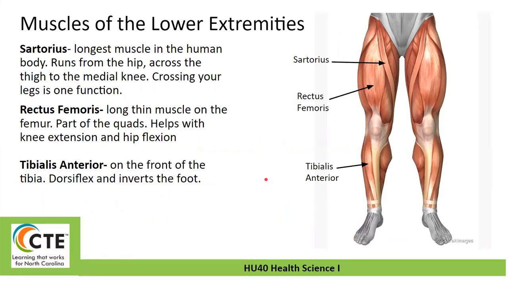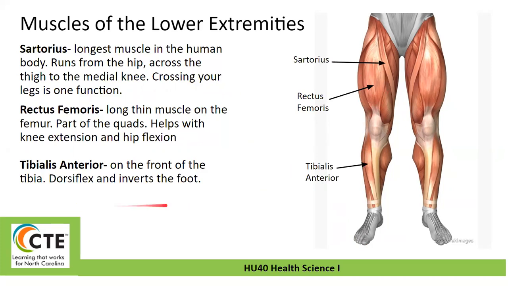for my class. The sartorius is the longest muscle in the human body. It actually attaches to the pelvis here, and it runs behind our leg. And I believe it kind of runs back in there, and it comes back up here. And this helps with crossing your legs, is one of the functions.